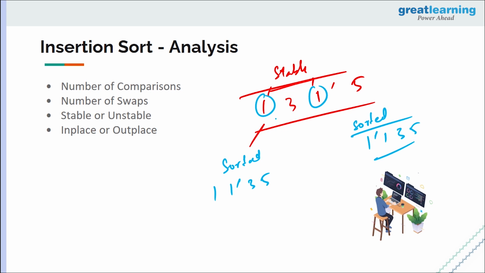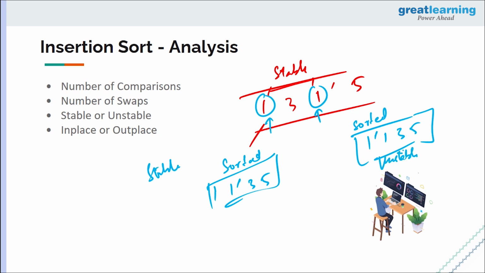This is obviously a number that is repeated, but this is the first number. This occurred here the first time, and here it is the second occurrence. Now you want to keep their relative positions intact, right? So both of these are sorted, right? But if you talk about stability, this is known as stable and this is unstable.